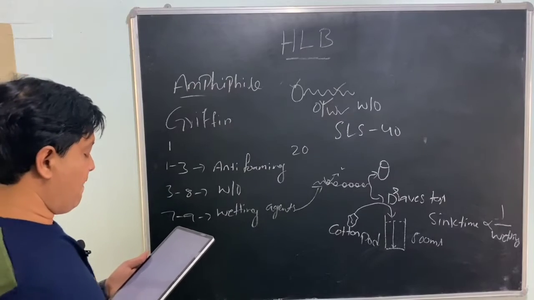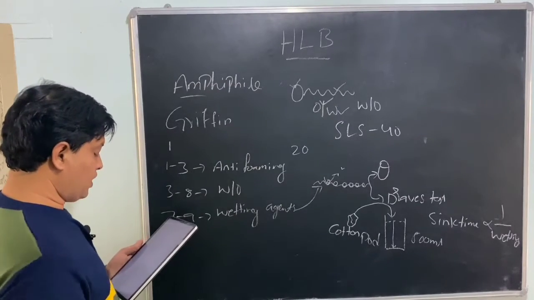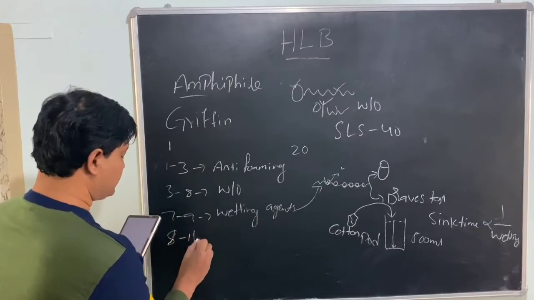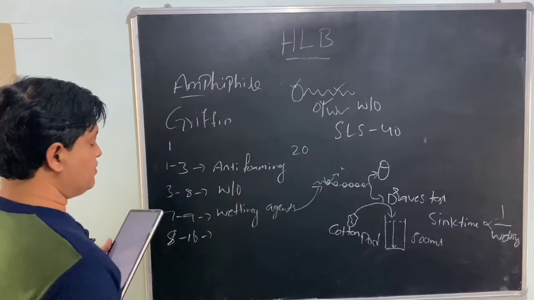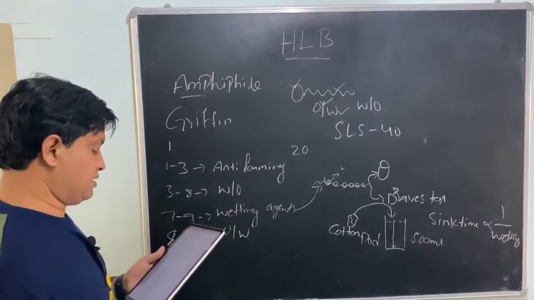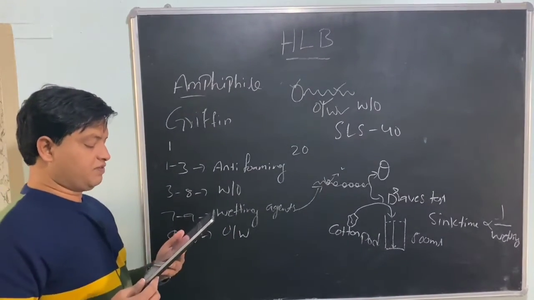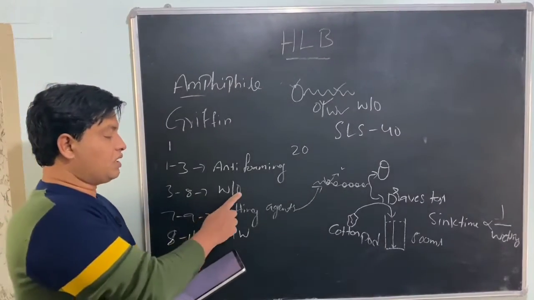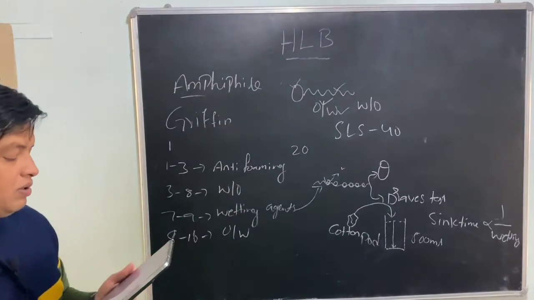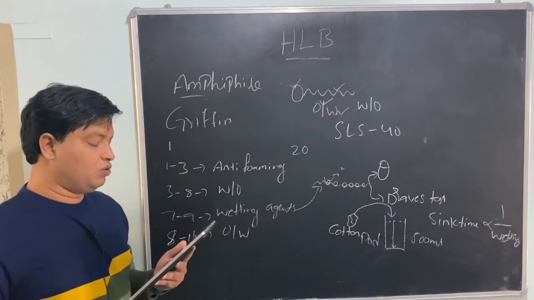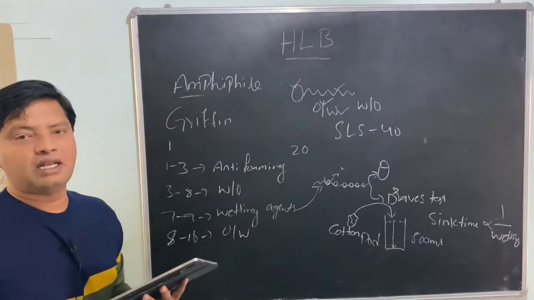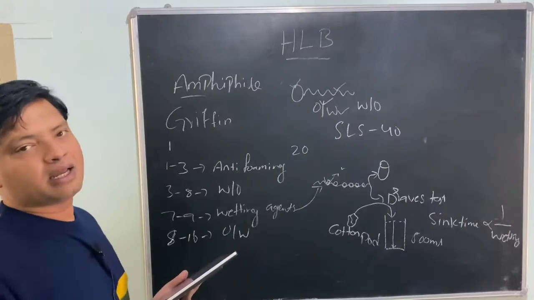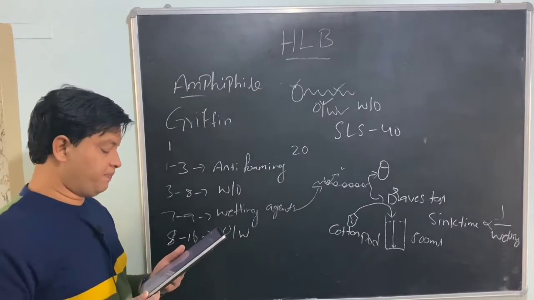Then we have HLB value 8 to 16, which indicates oil in water emulsifiers. Then you have metallic soaps, which are the lubricants. We can use a metallic soap like magnesium stearate. It is a metallic soap used as a lubricant in tablet manufacturing.